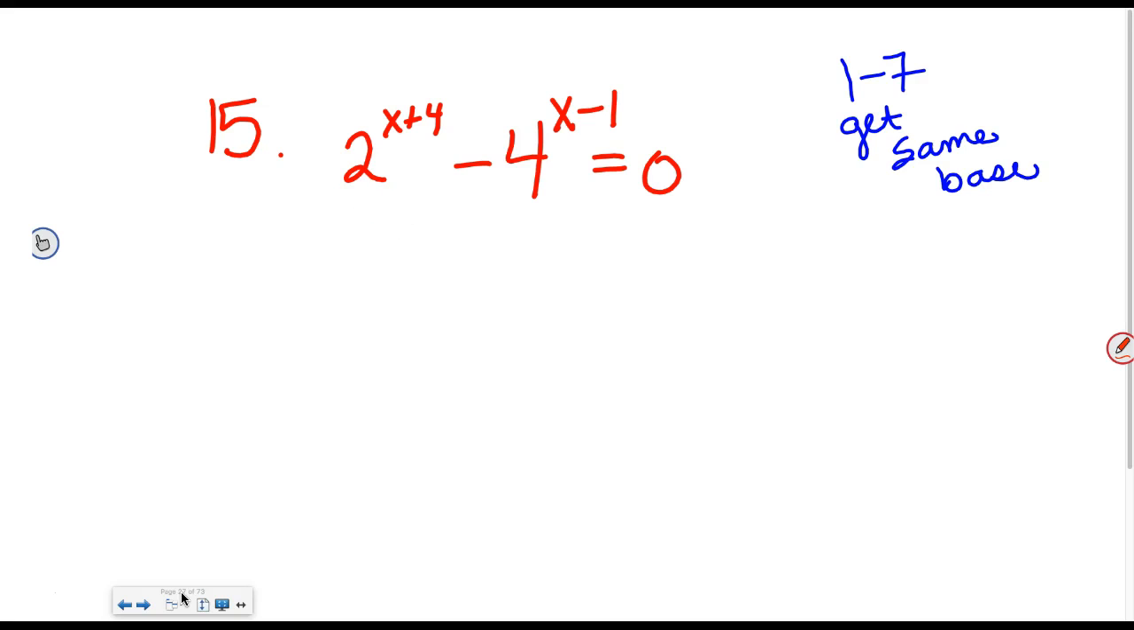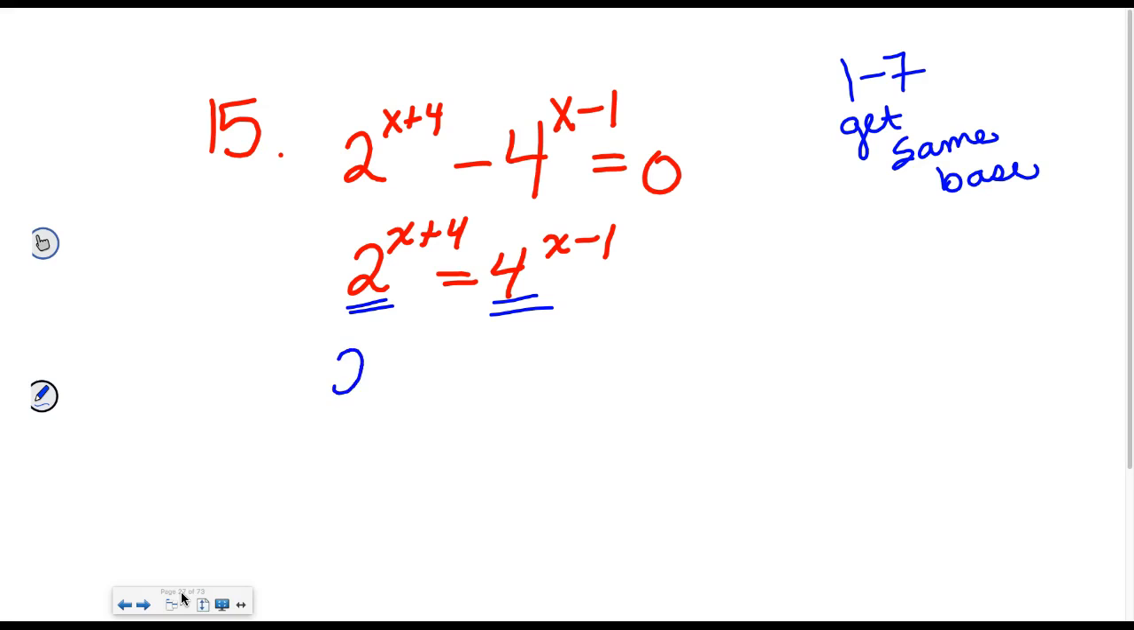Next step, I will get these set equal. Now this one doesn't need the natural log because both this base, 2, and this base, 4, are powers of 2. So I'll leave the left-hand side as is, and I'll write the right-hand side as 2 squared. That's what 4 is, right? To the x minus 1.